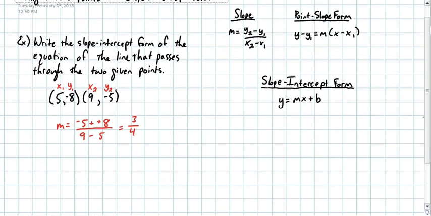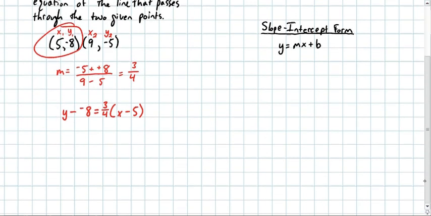So let's start with point slope form. I'm going to use the first point. It doesn't matter which point you pick, but for the sake of this video, for the sake of this exercise, I'm just going to use 5, -8. So when I write out my point slope form, it's going to be y minus my y1, which is -8, equals my slope, 3/4, times the quantity x minus my x1, which was 5. So now I have my point slope form. And from here, I can go to slope intercept.